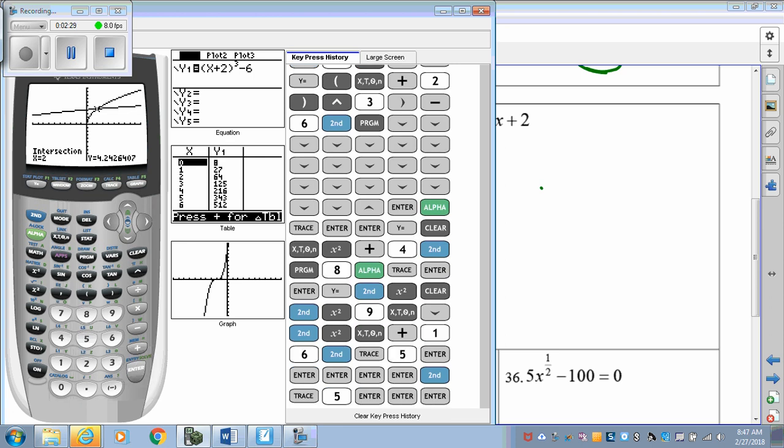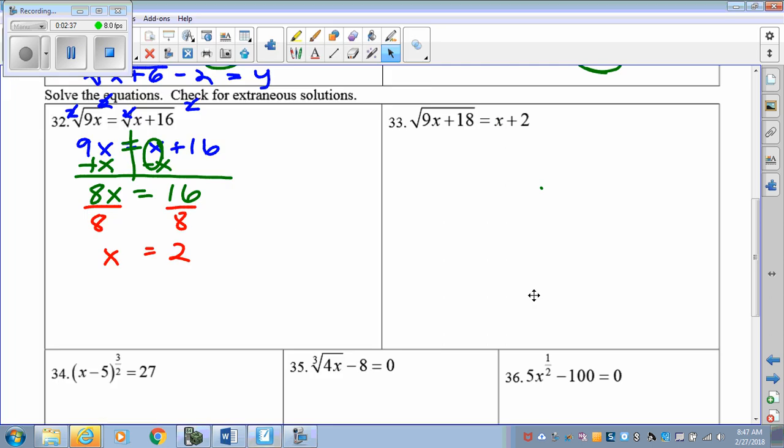So my intersection is x equals 2. I don't care about the y value. That's just the solution is for x, right? We're solving for x. So x equals 2. So that checks out. Right? That's a good way to check it.